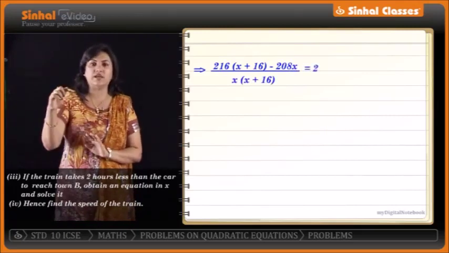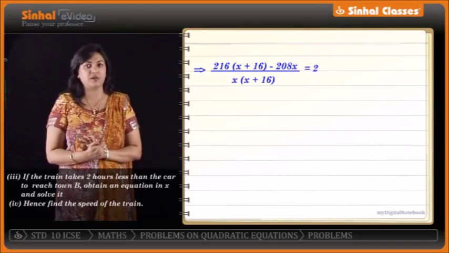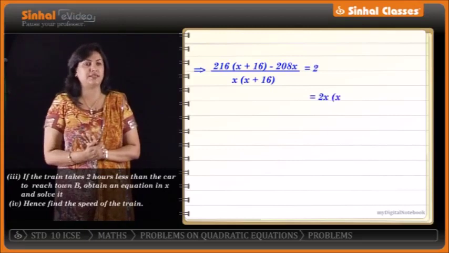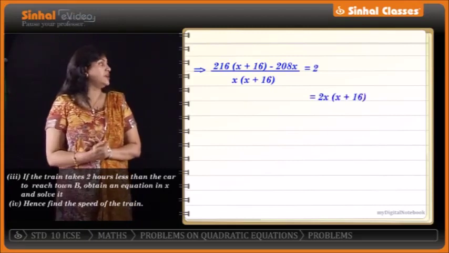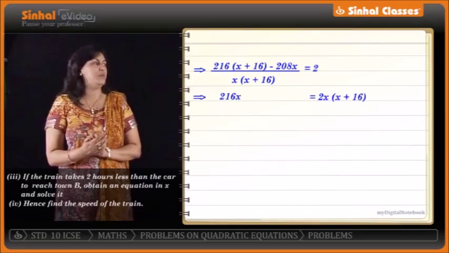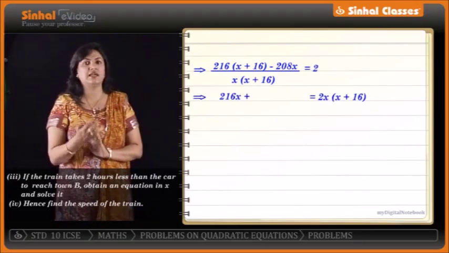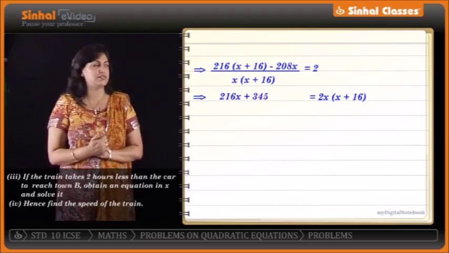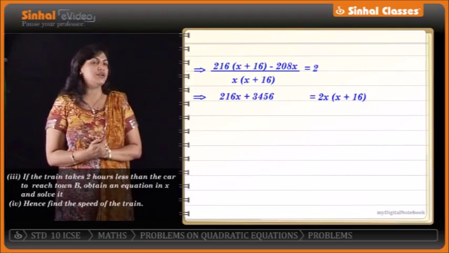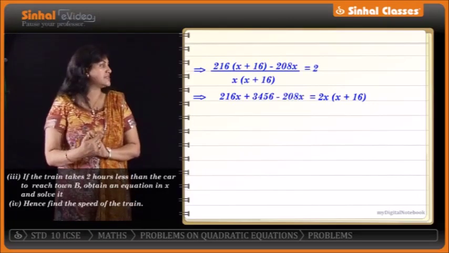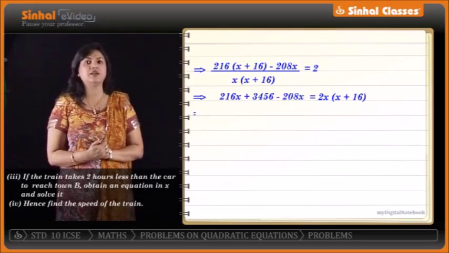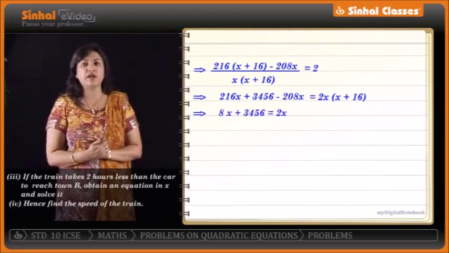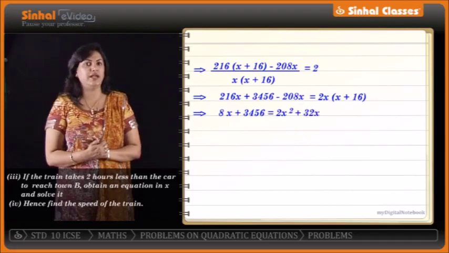Now take x into x plus 16 to the right, cross multiply. The right side becomes 2x into x plus 16. On the left we get 216x plus, now 216 into 16 gives us 3456 minus 208x. So the next step becomes 8x plus 3456 is equal to 2x square plus 32x.